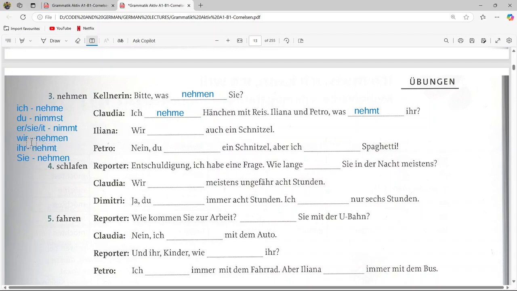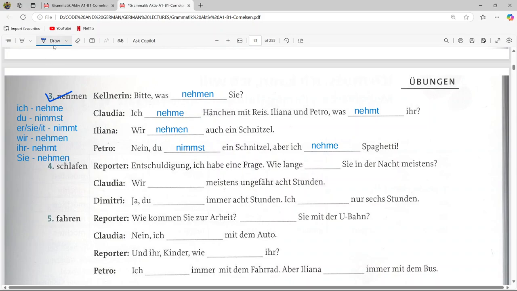So the pronoun is wir, so wir nehmen. So we'll just write nehmen. Okay. Now Petro is saying, du. Here, for du, the conjugation is nimmst. Du nimmst Schnitzel, aber ich, for ich it is nehme. So ich nehme Spaghetti. So, no, you take schnitzel, but I take spaghetti. Okay, so we are done. We go to the next one because we finished this one.